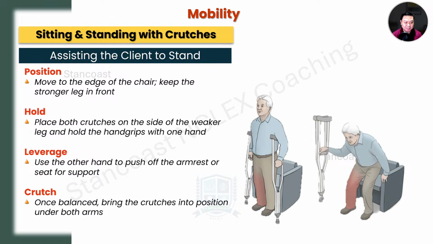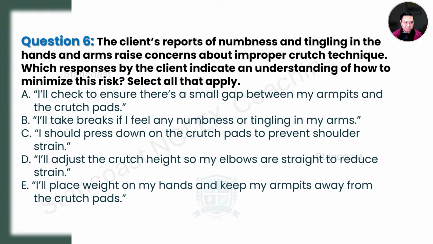All right. Now let's go into our next test question, number 6. The client reports numbness and tingling in the hands and arms.